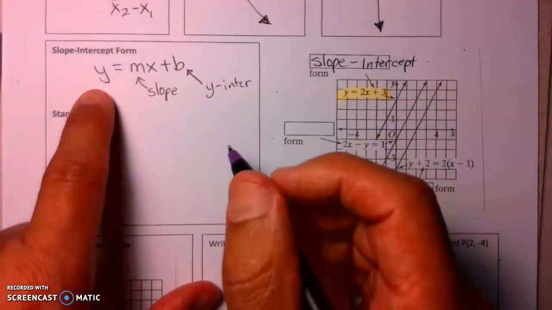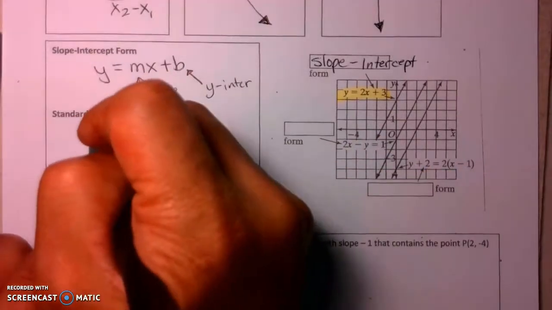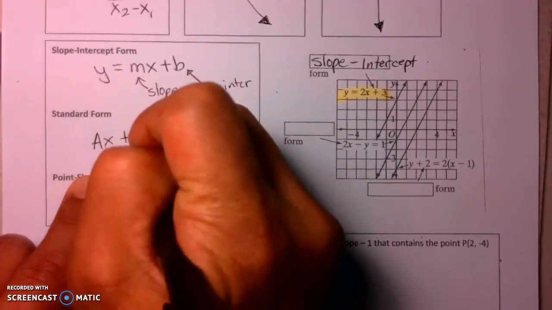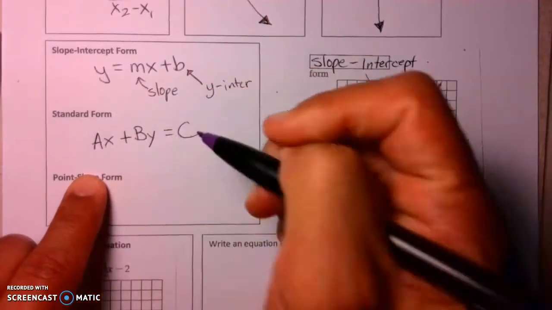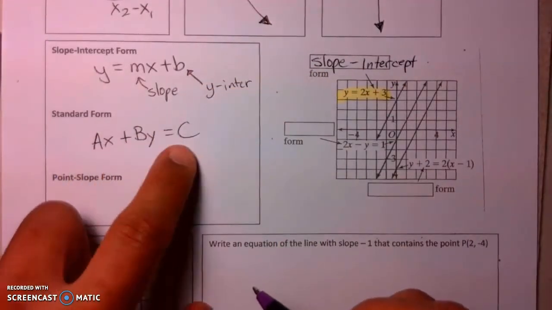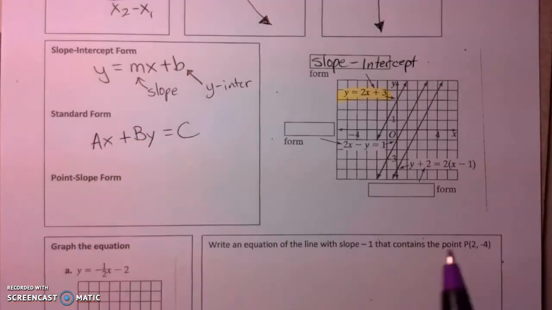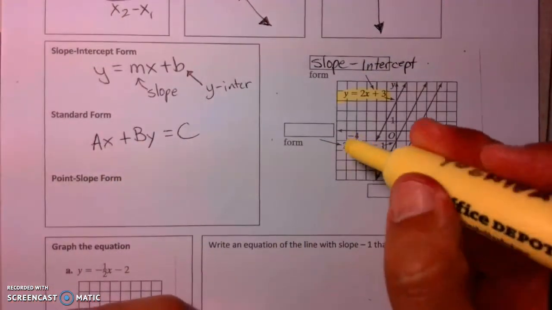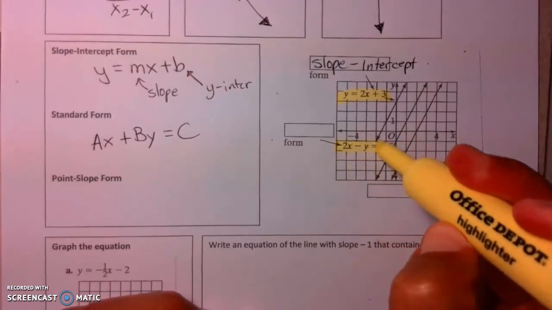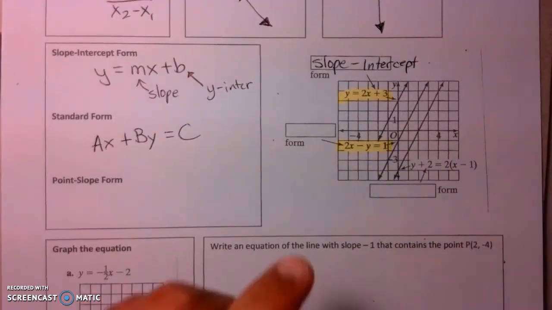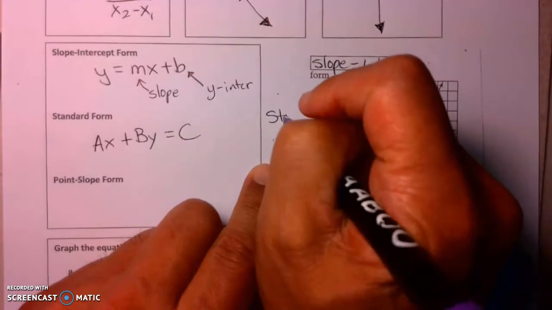Standard form is where x and y are going to be on the same side. So ax plus by is equal to c. Now a, b, and c are just numbers. They don't mean the slope or where it crosses the y-axis. They're just numbers. So this right here is an example of what we would call standard form. You'll see x and y on the same side, on the left side of the equal sign. This is standard form.